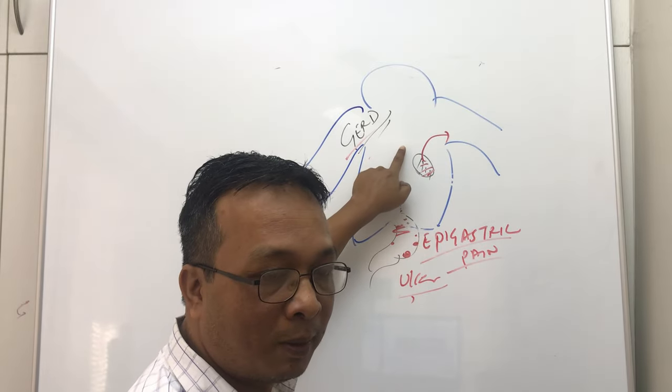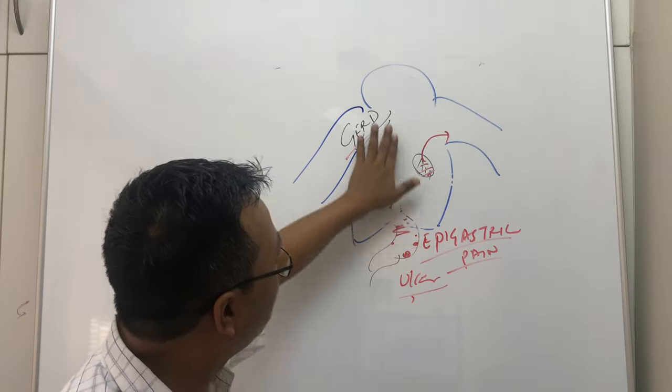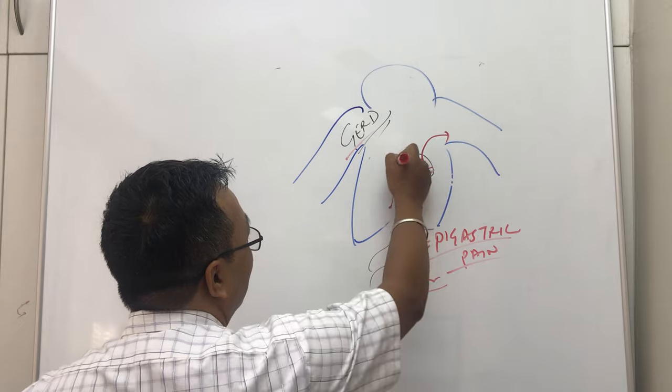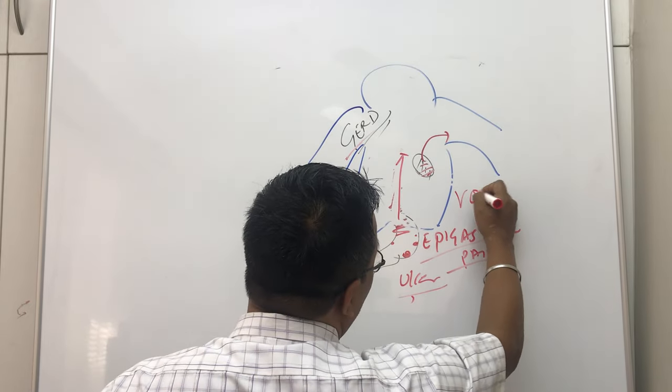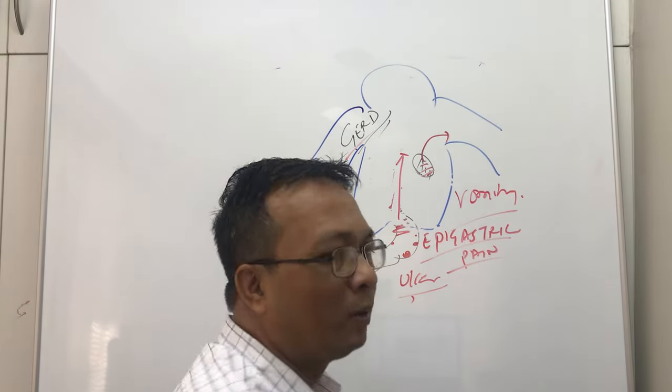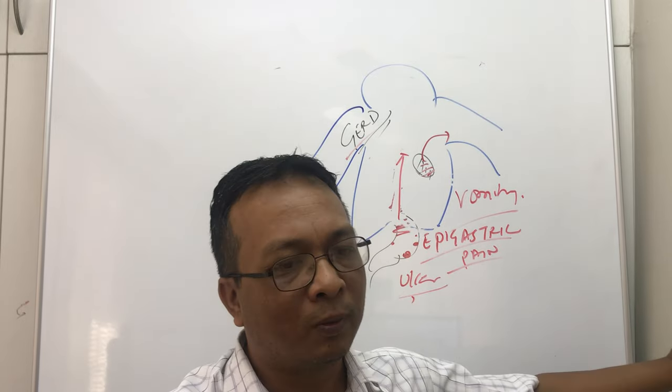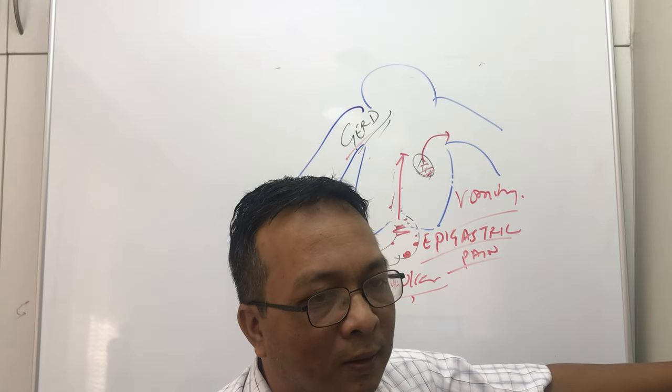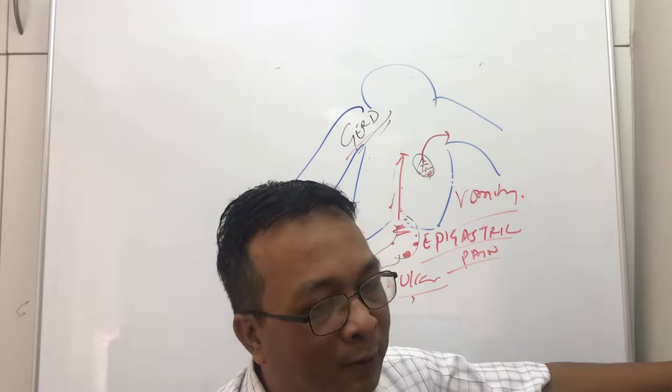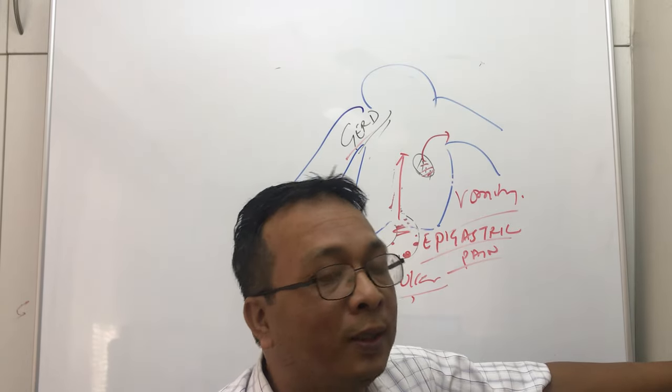It runs in the midline of the body. Okay, and there's severe pain in here. And he'll also say vomiting. But one thing you'll not get if it is GERD, remember, one thing you'll not get: there's no pain in the tip of the left shoulder, and there is no sweating.